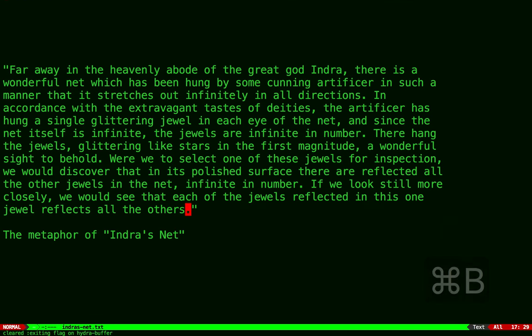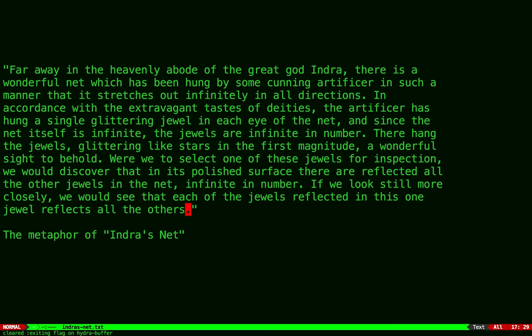Far away in the heavenly abode of the great god Indra, there is a wonderful net which has been hung by some cunning artificer in such a manner that it stretches out infinitely in all directions. In accordance with the extravagant tastes of deities, the artificer has hung a single glittering jewel in each eye of the net. And since the net itself is infinite, the jewels are infinite in number.